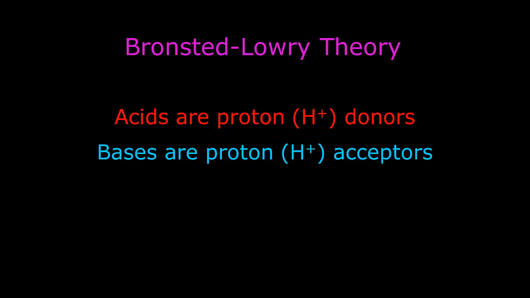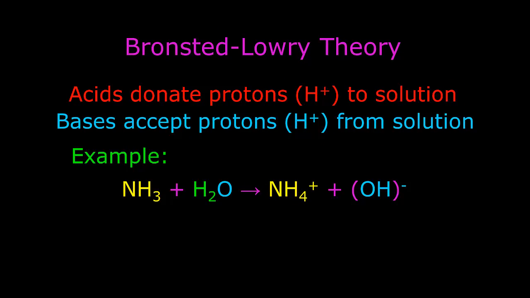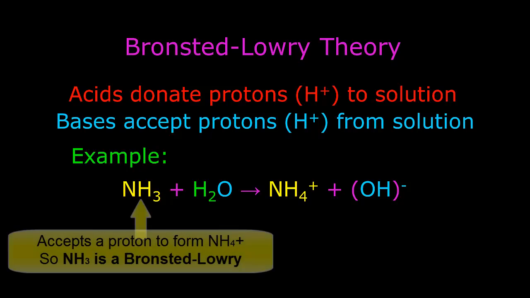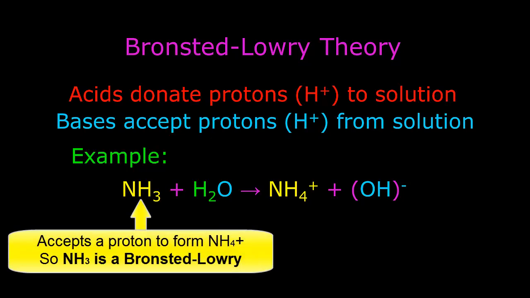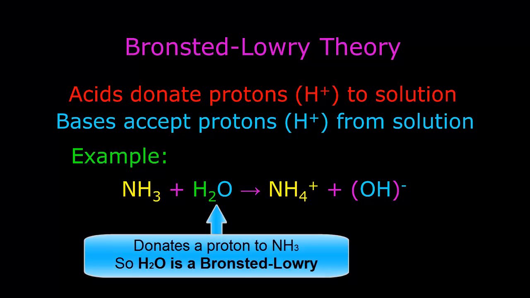Now, the Bronsted-Lowry Theory states that acids are proton donors, H+, and bases are proton acceptors. So it doesn't have to be an OH in the Bronsted-Lowry Theory. An example is ammonia plus water. The NH3 accepts a proton from water, so the NH3 is a base because it is accepting a proton, and the H2O is donating a proton to NH3, so H2O would be the acid.